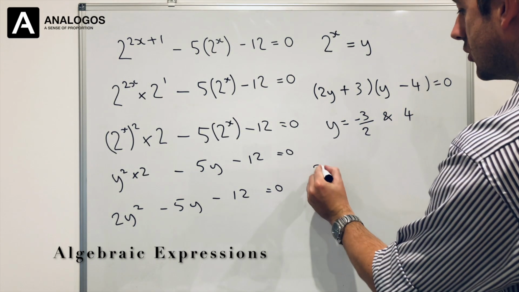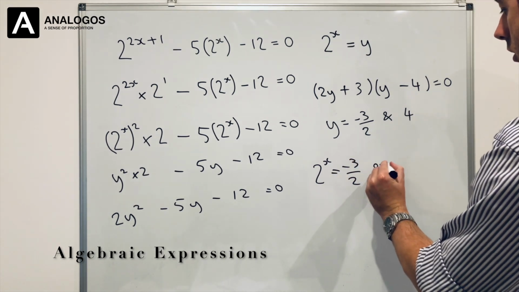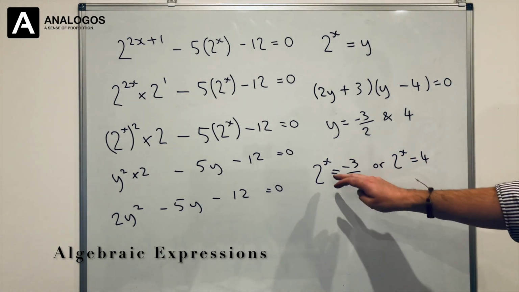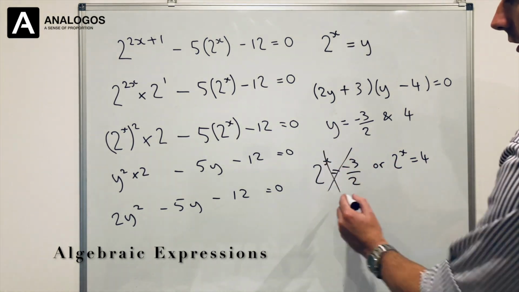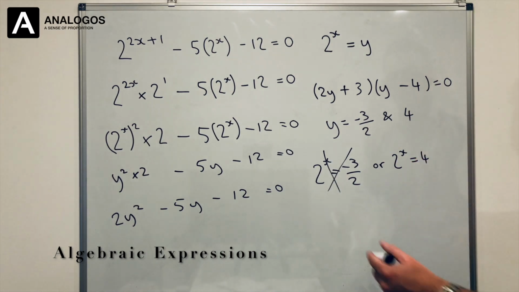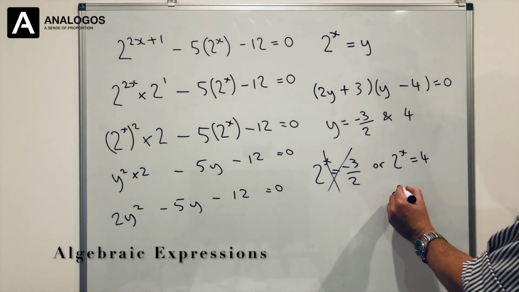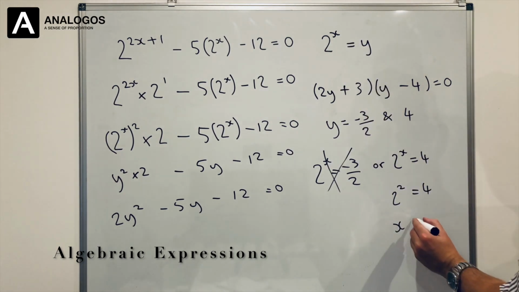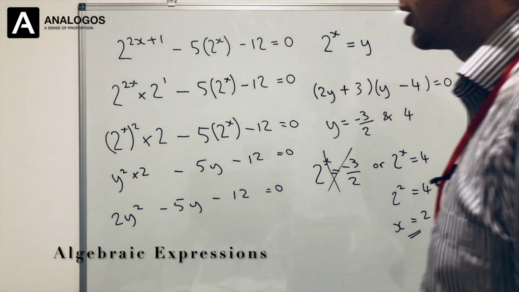Okay, so therefore we have 2 to the power of x equals either negative 3 over 2, or 2 to the power of x equals 4. Right, so you should know from your laws of exponentials and logarithms that you can't have a negative here, so that's a no-no, but we can solve this one because it's positive on the right hand side. So you say 2 to the power of x equals 4, therefore 2 to the power of what would give you 4? That's 2 squared. 2 squared equals 4, therefore x is equal to 2. Okay, so that was 5 marks for that question.